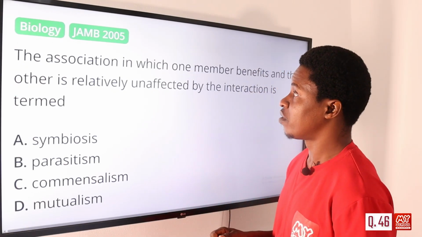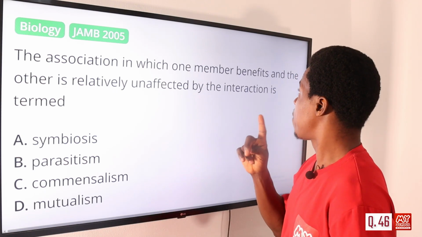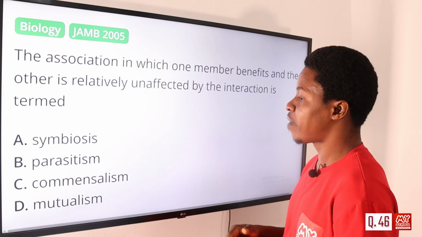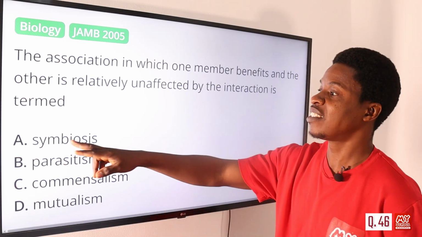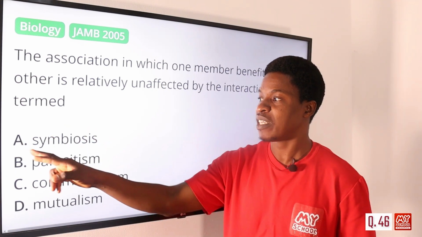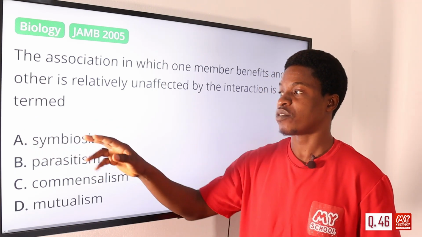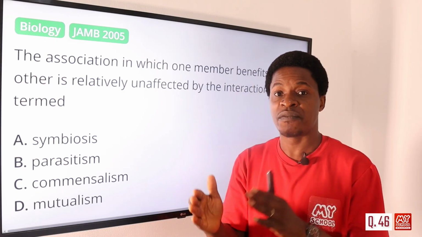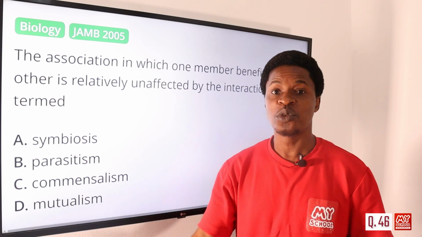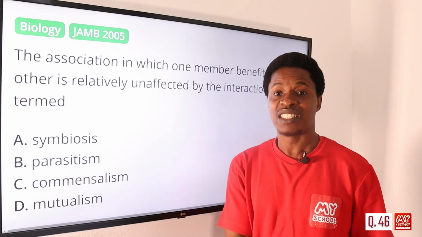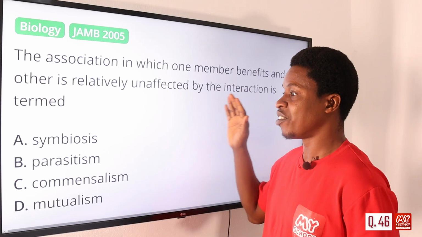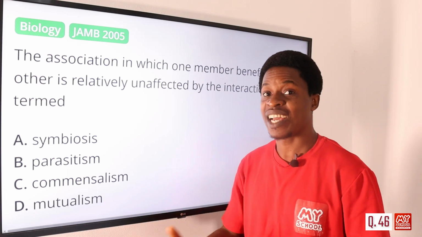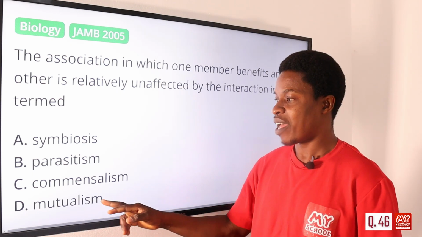The association or the relationship in which one member benefits and the other is relatively unaffected by the interaction is termed what? Option A says symbiosis. It is going to be a symbiotic relationship or association if the two organisms that are involved are both benefiting from each other. We call that mutual benefit, okay? The organisms are living together and they are both benefiting from each other, like a mutual kind of relationship, okay?